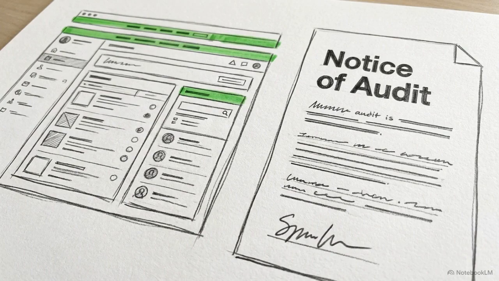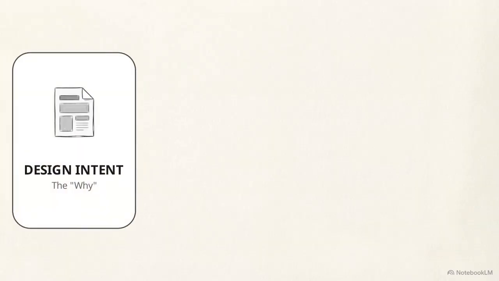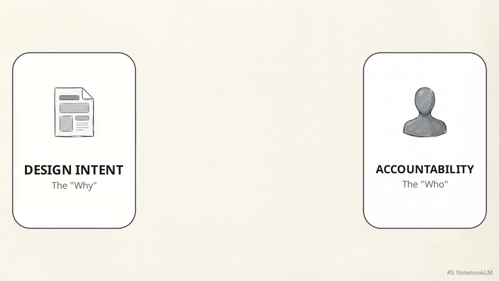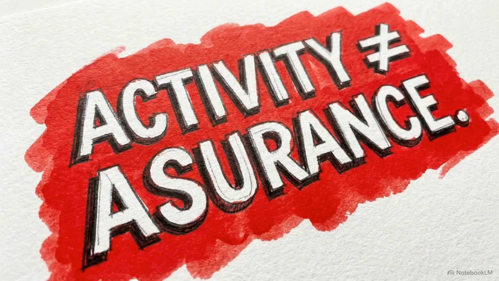The assessor ignores the green lights, looks past the successful execution logs, and asks two specific questions. Why was this exact control design chosen, and who personally owns the outcome if it fails? When a control is challenged, producing thousands of logs without a clear explanation of their purpose leaves your organization exposed. Activity without context is a strategic liability.